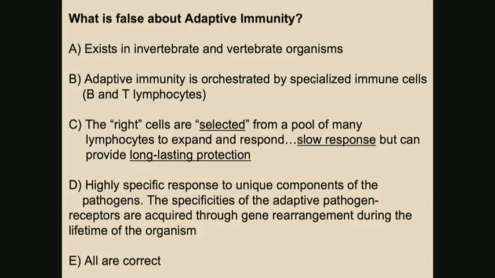Adaptive immunity is orchestrated by specialized immune cells, which are B cells and T cells, which you know. The right cells are selected from a pool of many lymphocytes to expand and respond. A slow response, but can provide long-lasting protection, so we'll learn about that. Highly specific response to unique components of the pathogen. The specificities of the adaptive pathogen receptors are acquired through gene rearrangements, which we will learn in a couple of lectures, during the lifetime of the organism, okay? Any question about that?